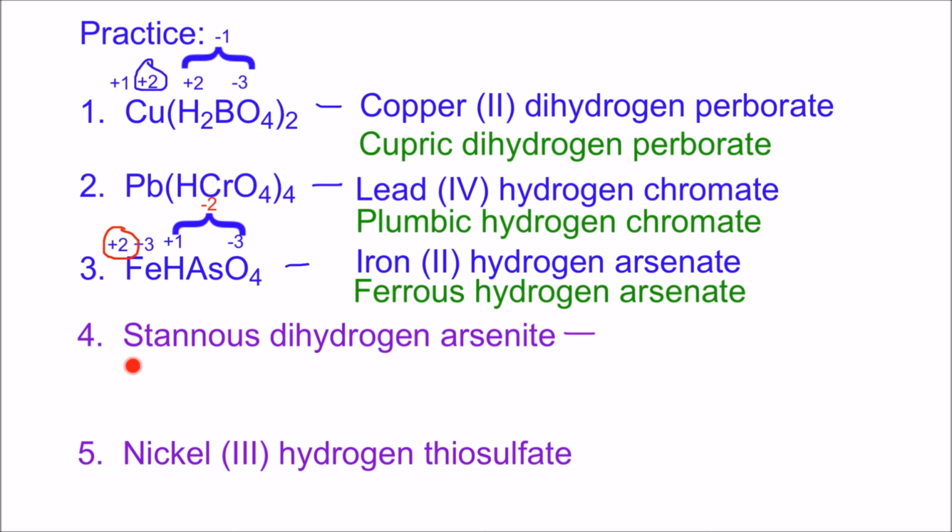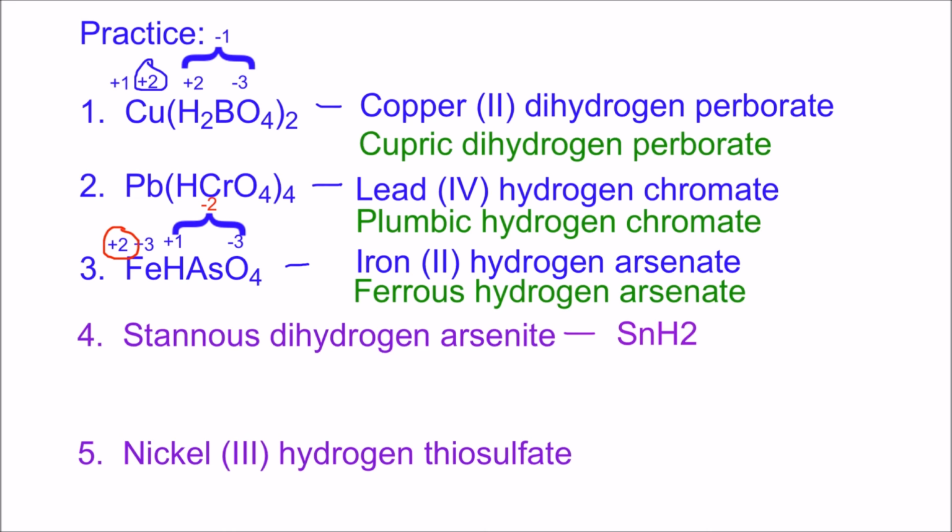Okay, we have Stan, which is the Latin stem for tin. So let's write the atomic symbol for tin. Then we have dihydrogen, meaning there are 2 hydrogens there. Then we have arsen, which is the stem for arsenic. And we have ite, which means that's a polyatomic anion, so it has to have oxygens.